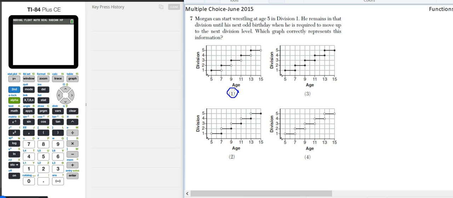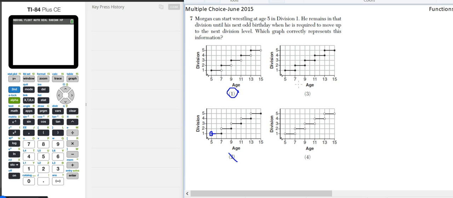Let's look at the other answer choices just to see why they're wrong. Choice 2. We know that in the question it says he could start wrestling at age 5 in Division 1. But over here at age 5, it shows an open circle, which means that at age 5, he's not wrestling anywhere. He only gets to wrestle when he's after age 5, when he's 5 and 1 day. So this is not the correct answer.